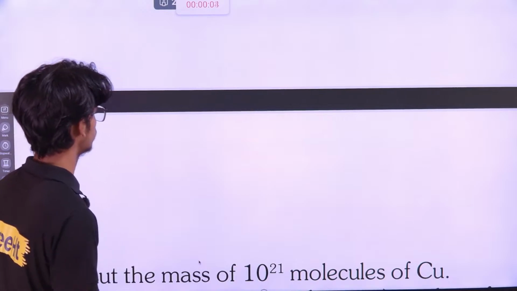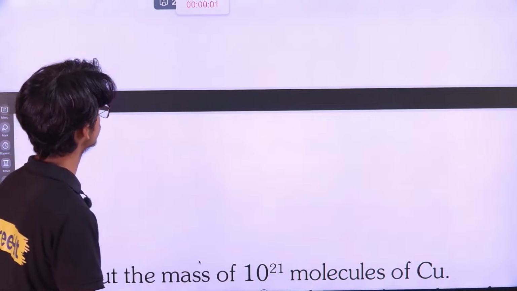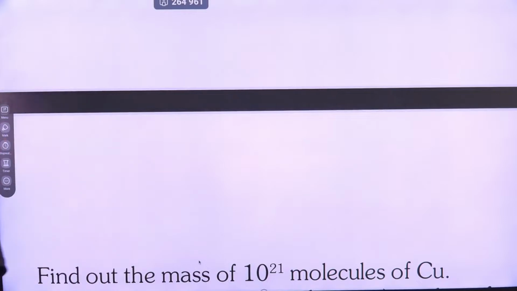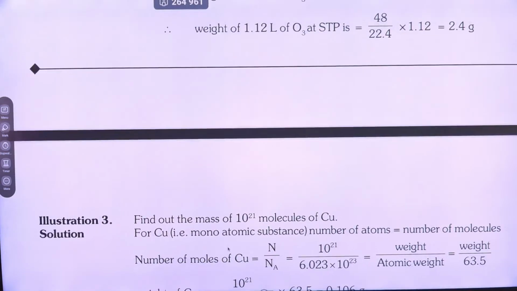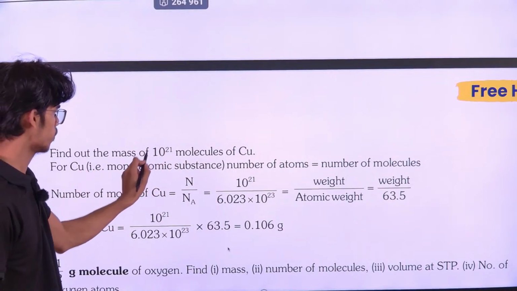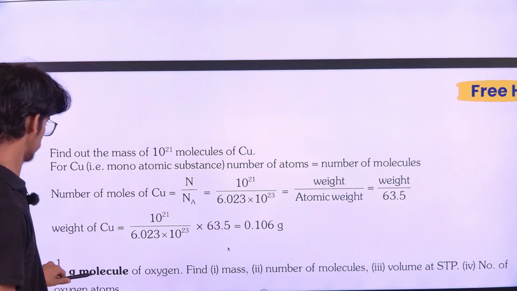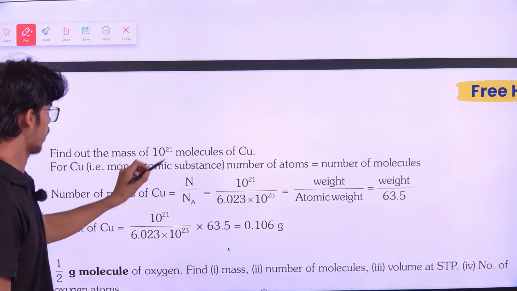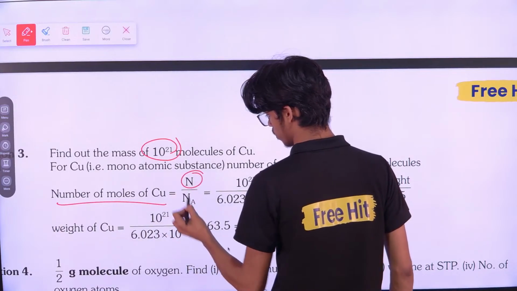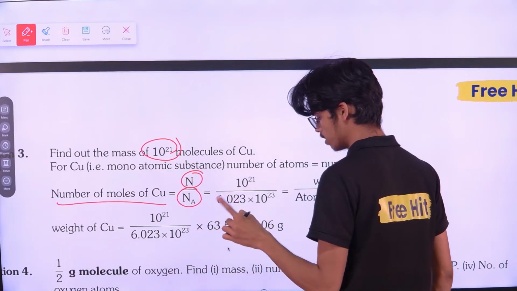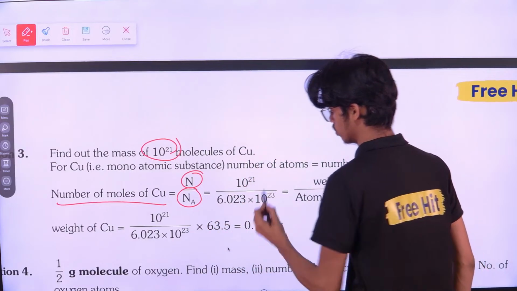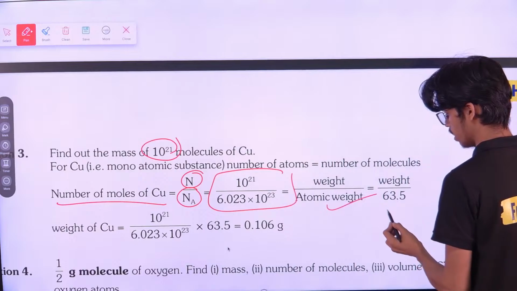Okay, done. The question is very easy. I told you, first find number of moles and then find out the mass of 10 to the power 21 molecules. First of all, find number of moles using given number of particles upon Na. That's what I said. Number of particles, mass and volume can help you find number of moles.